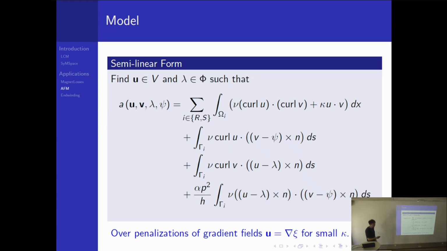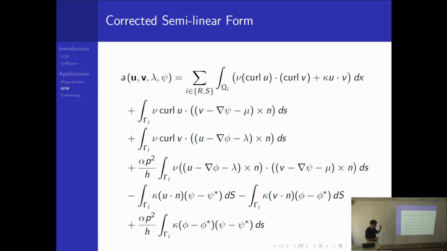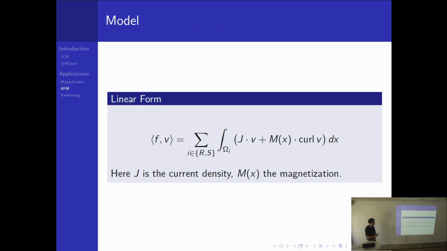The problem is, as is also stated in the paper, you will over-penalize gradient fields for small kappa, and on the next slide I just put in the whole formula that was given in the paper. I will not go into detail, but just to give you the correct semi-linear form, which was implemented in this case by Astrid Pechstein.